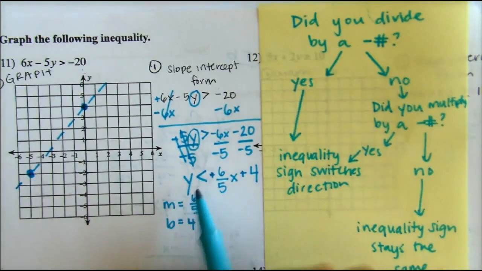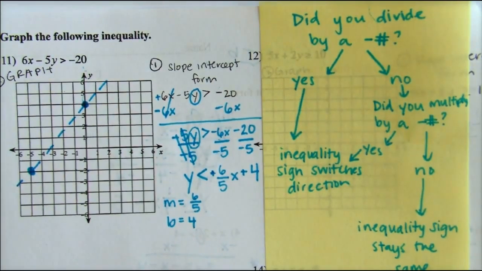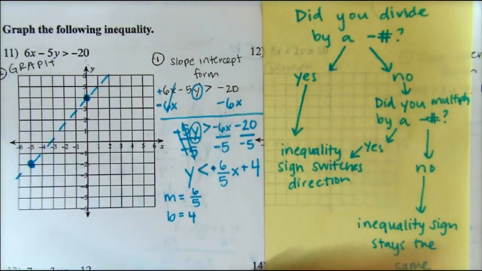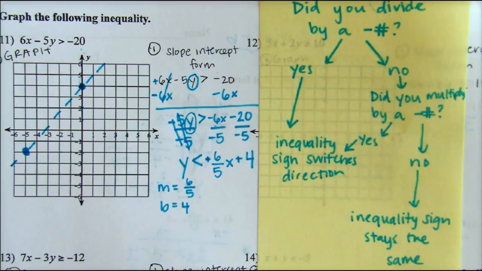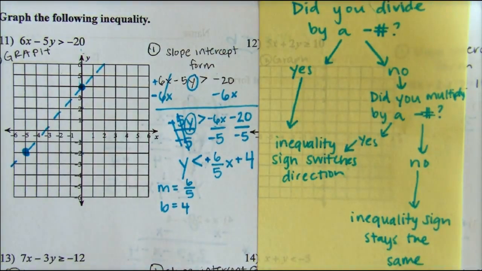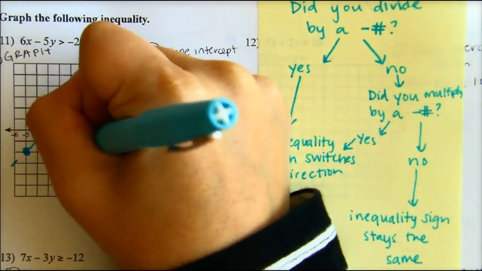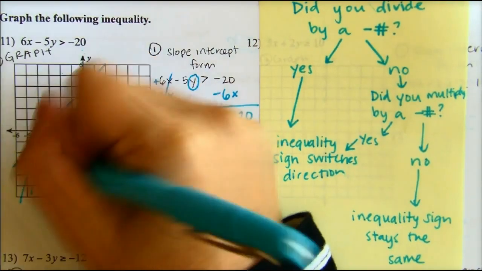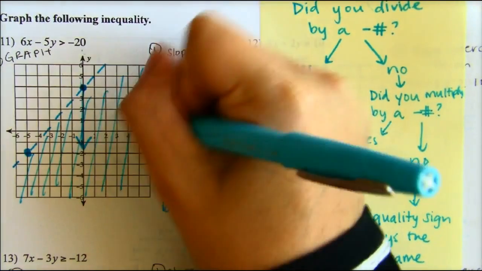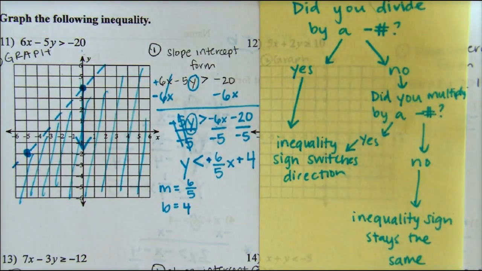If I have a less than sign, would I be shading up on my y-axis or down on my y-axis if I have a less than sign? Good, I should be shading down since it's less than. So I'm going to shade this whole portion of my graph over here. And that is it. Now I'm done.